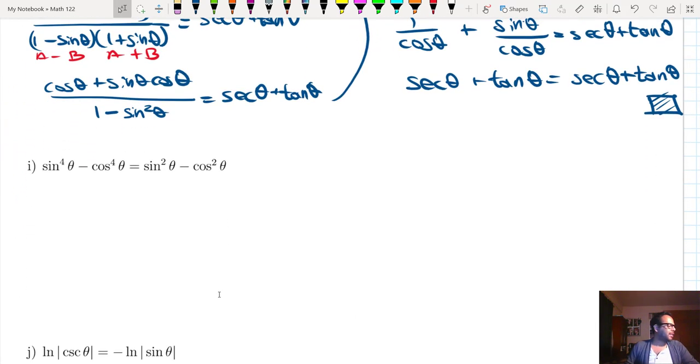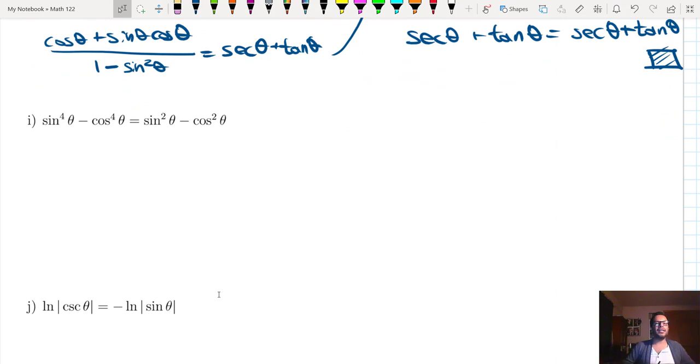All right, what about letter I? Letter I, we're almost there. So sine to the 4 minus cos to the 4 is the same as sine squared minus cosine squared. So we're basically reducing the powers. How come? You might want to think of this as a difference of squares in disguise. Even though it's not a square on the left-hand side, it's a fourth, it's a square in disguise. What do I mean by that?